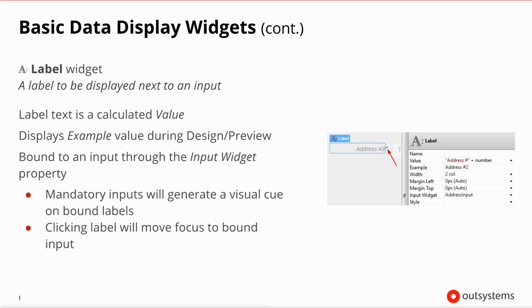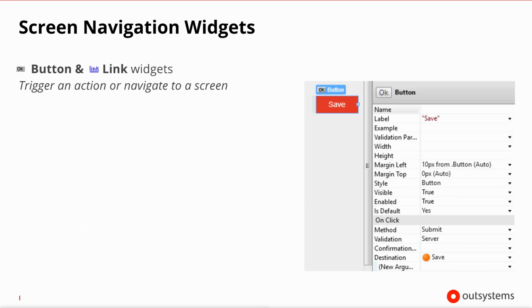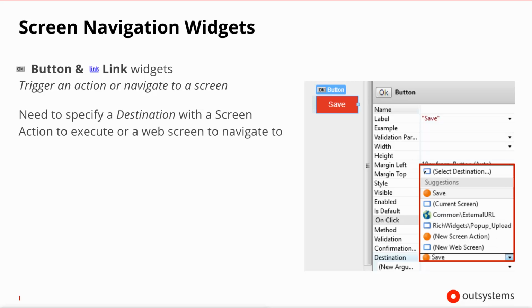Likewise, in the interest of accessibility, if you click on the label, the caret, the focus, will move to the associated input. The final set of basic widgets is the button and the link that will allow the user to trigger an action or navigate to a different screen. These widgets always require a destination, which is either the screen action that has the code that will be executed or a target screen to navigate to.